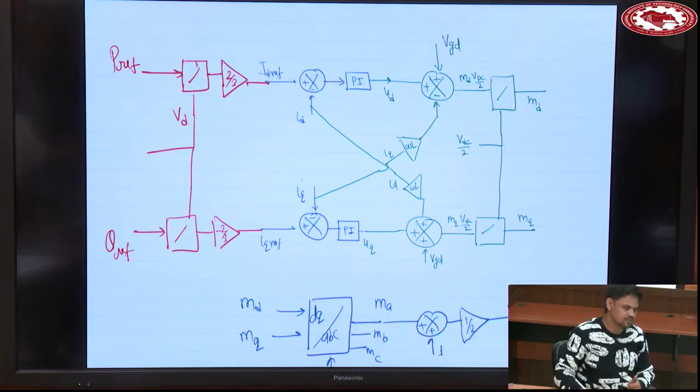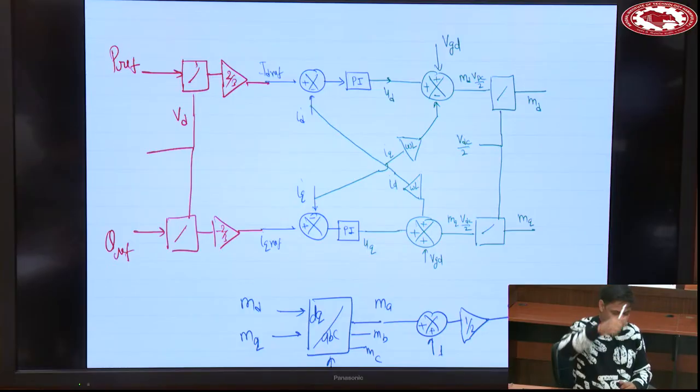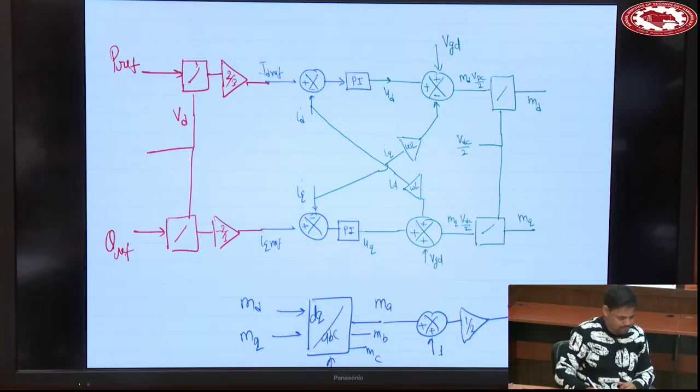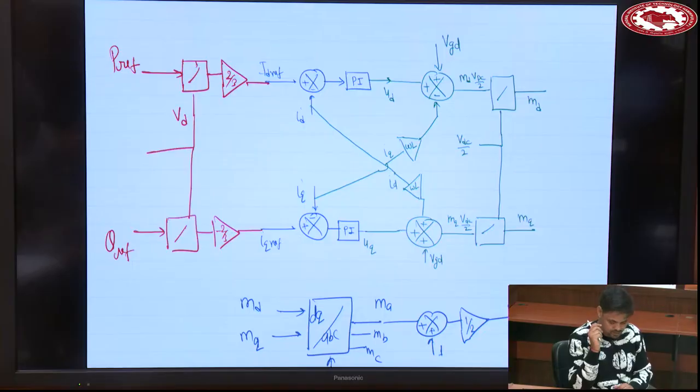If you want to use the switching model, you can compare this dA with a triangular wave which is moving from 0 to 1, or you can use a triangular wave between -1 and +1 with MA, MB, MC, and you can have those switching signals.